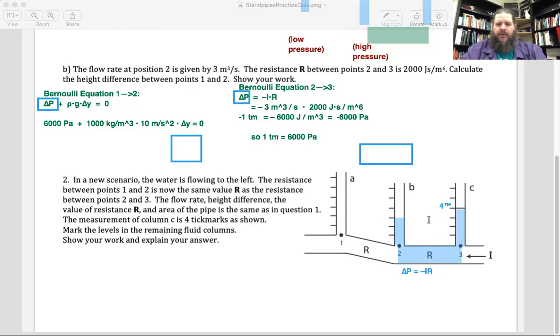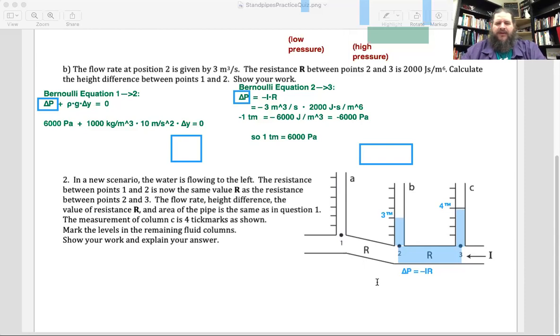And then we're going from 2 to 1. From 2 to 1, what's changing? Yeah, we now have resistance. And it's the same resistance as the resistance between 3 and 2. So we're going to have a negative IR term. And specifically, how much pressure would we be losing due to the IR? If we've got the same current and same resistance, it's still going to multiply to losing 1 tick mark of pressure.